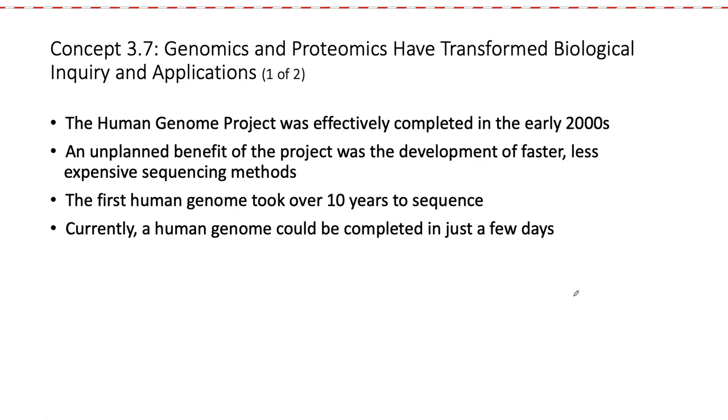Back 20 some odd years ago, there was this huge project that took many, many years to complete called the Human Genome Project. The Human Genome Project was the first time we ever looked at the sequence of every A, T, C, and G in a human being. It took over 10 years to sequence a single human being. That was back in the late 90s and early 2000s. These days, you can sequence an entire human genome in just a couple days.